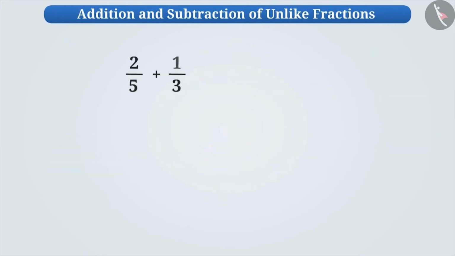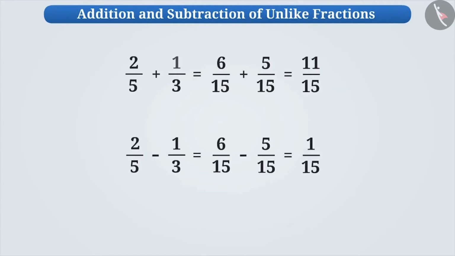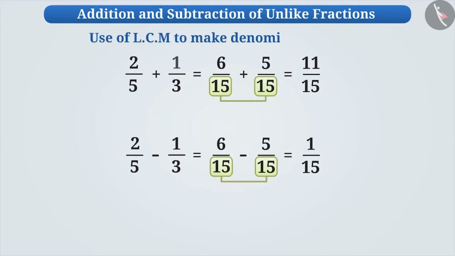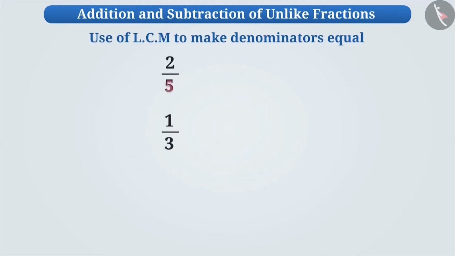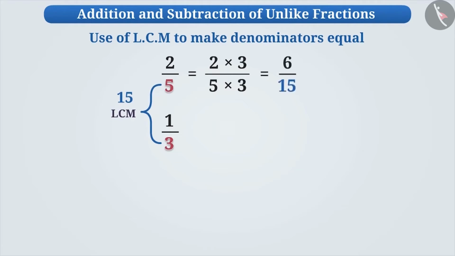Hence, in order to perform the addition and subtraction of unlike fractions, we need to make their denominators equal. Use of LCM is the simplest method to do this. For example, the LCM of denominator 5 of 2 by 5 and 3 of 1 by 3 is 15. Multiplying the numerator 2 and the denominator 5 of 2 by 5 by 3 will give 6 by 15. And multiplying the numerator and denominator of 1 by 3 by 5, we get 5 by 15.